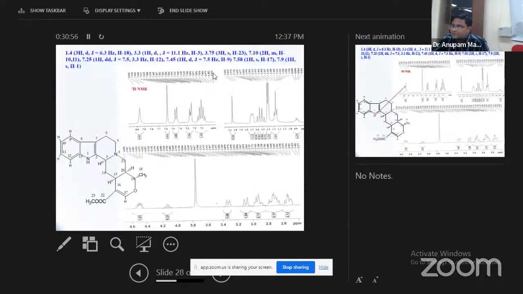After that, this is the proton spectra. How to identify? This is the proton. This is the NH proton. It will be deshielded. This is the CH3 proton.